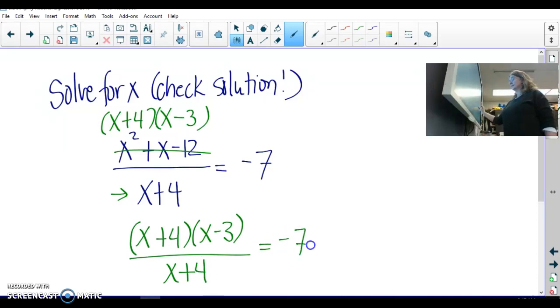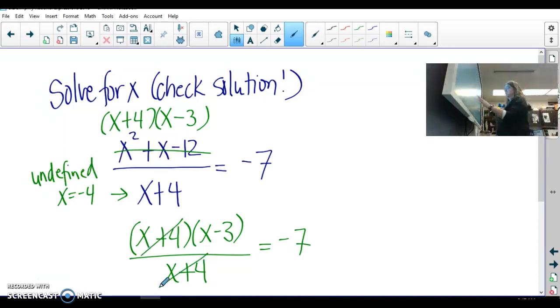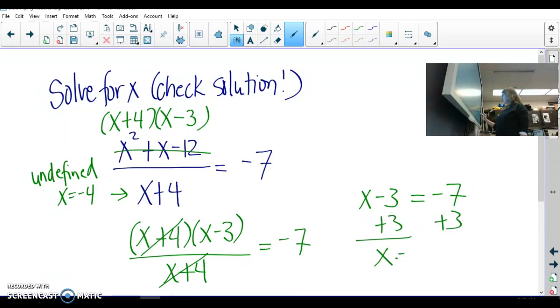And keep in mind this is undefined when x equals negative 4, because it would make the denominator equal 0. And the x plus 4 will cross out. X plus 4 over x plus 4 leaves me with x minus 3, and then I have equals negative 7. Add 3 to both sides, and you end up with x equals negative 4.